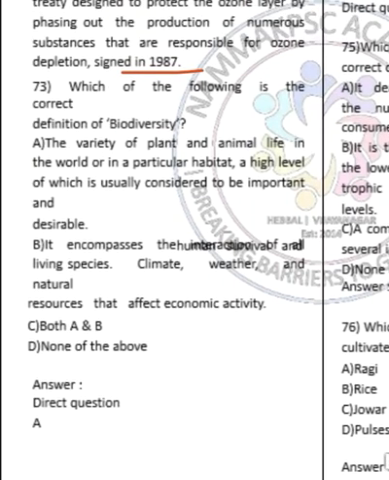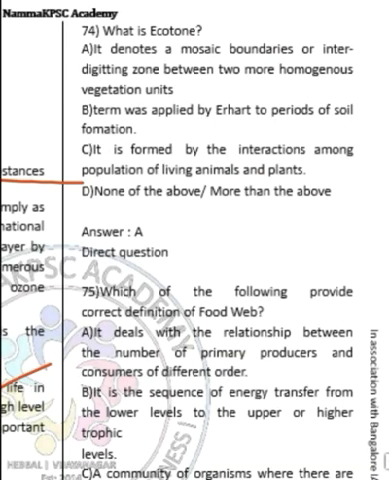Question number 73, it is asking which of the following is the correct definition of biodiversity. Answer is option A. You can go through the option A. Question number 74, it is asking what is a ecotone. So here option A matches the correct definition of ecotone. It says it denotes a mosaic boundaries or interdigiting zone between two or more homogeneous vegetation units.